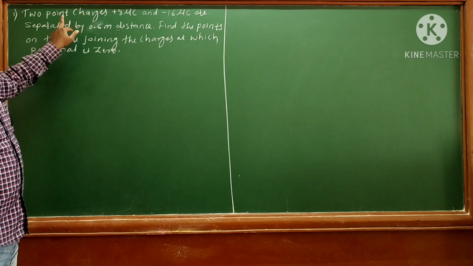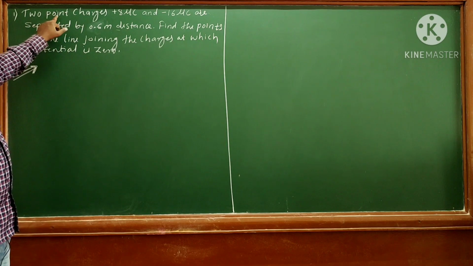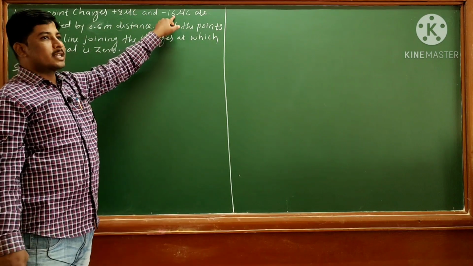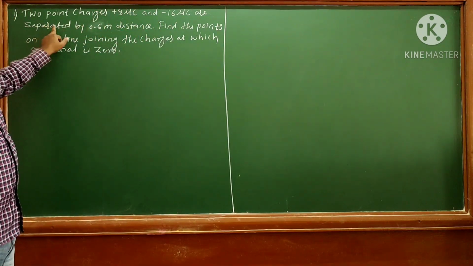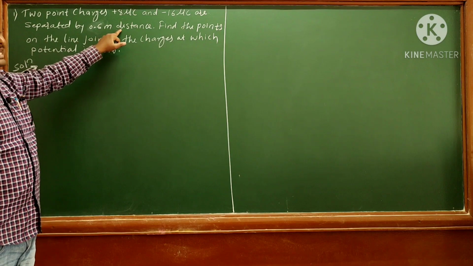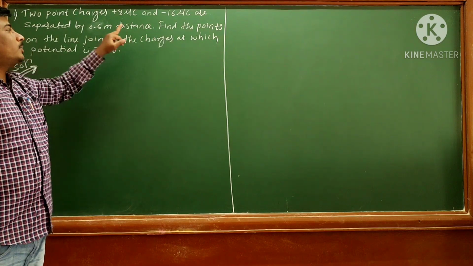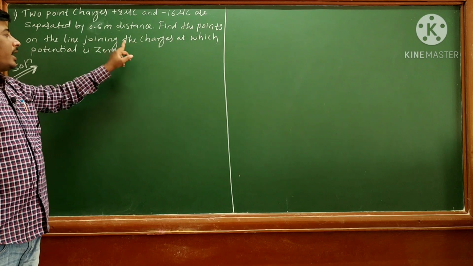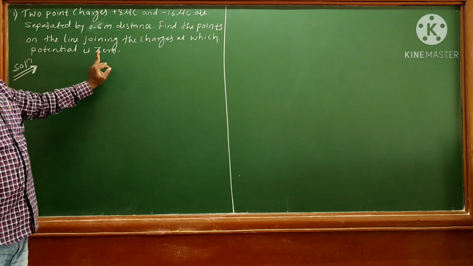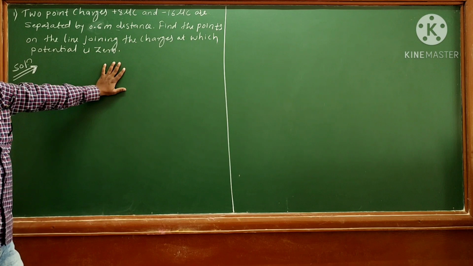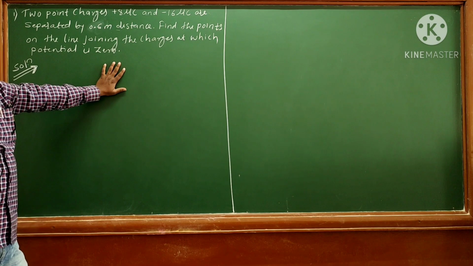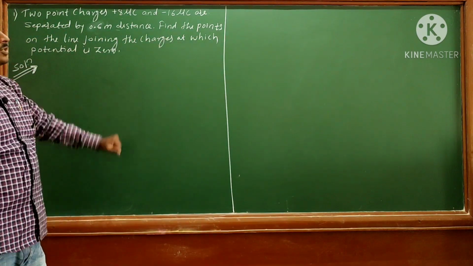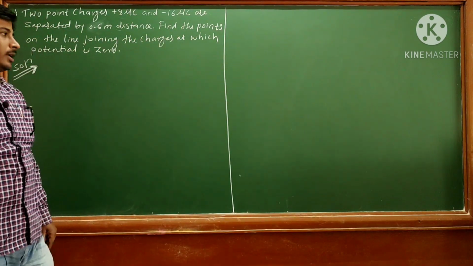So I will read once again. There are 2 point charges, plus 8 microcoulomb and minus 16 microcoulomb, separated by 0.6 meter distance. Find the points on the line joining the charges at which the potential is 0. We have to find the points. On the line joining we have to find the 2 points.